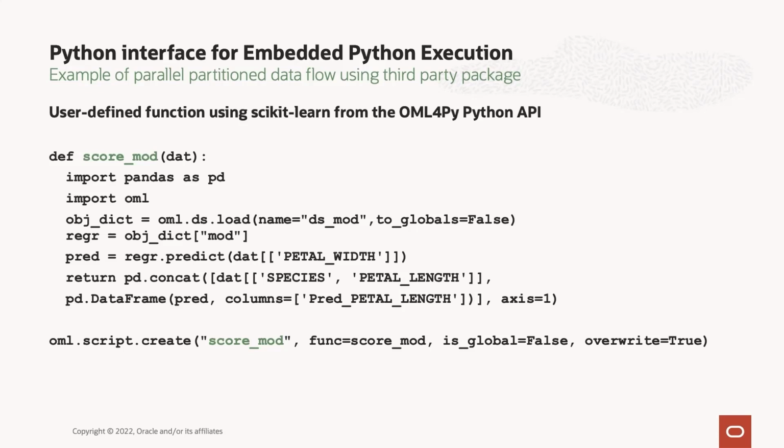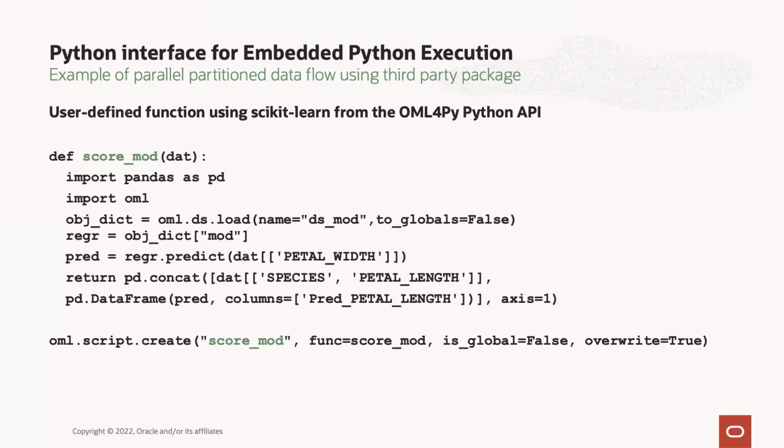We will be building a user-defined function using scikit-learn from the OML4Py Python API. The function is predicting petal width and returning a data frame. Model mod was created in Python and saved to data store dsmod. Here, we save the function with the name scoremod to the script repository, so it can be called through either the Python or SQL API for embedded Python execution.